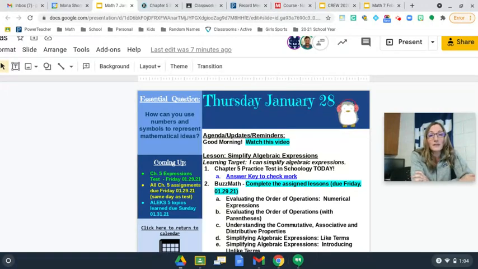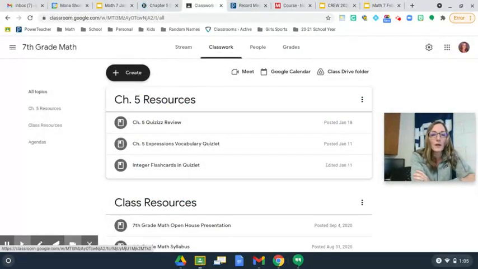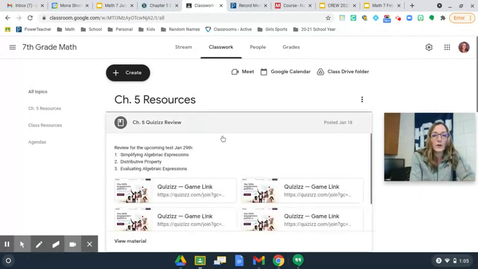So then the test is Friday. My suggestions for getting ready for the test are going through the practice test as many times as you can to study. And also don't forget, we have in Google Classroom for math this chapter 5 resources. There are still quizzes to review, different ones that you can practice: simplifying algebraic expressions, distributive property, evaluating algebraic expressions, such as if you have f minus 5 and f equals 10. That's evaluating, back in lesson 1. These are here for you to use to practice.